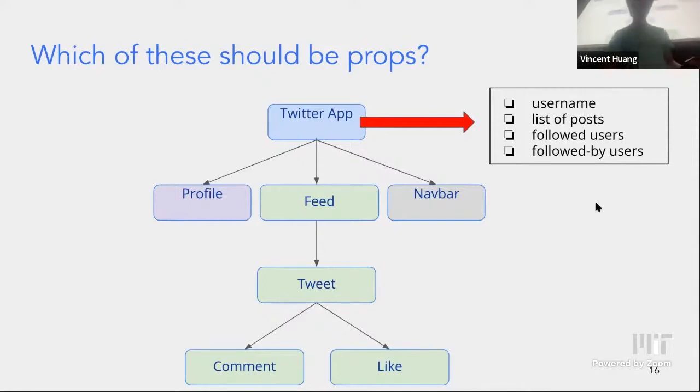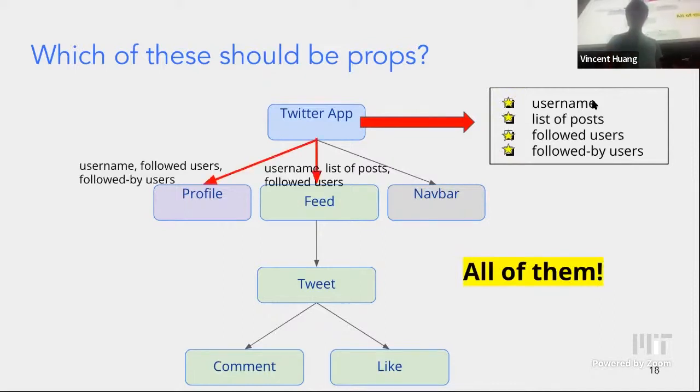So basically, if we look at these different types of information, all of them should be props between different components in different parts of the web app. If we look at username, for example, your profile page in Twitter is going to display your username, right? And similarly, your feed is going to show your username at the top of the feed. So because of that, these two components, profile and feed, both need access to your username, right?